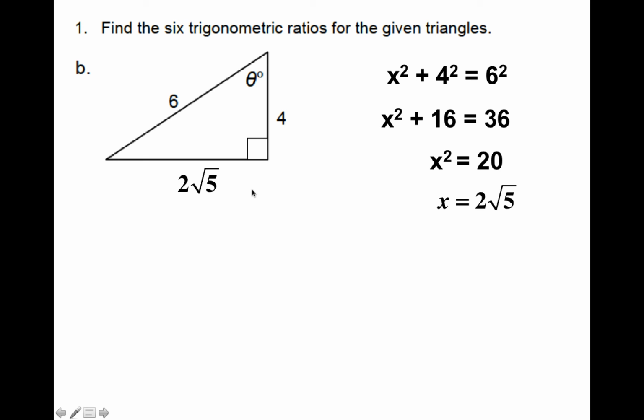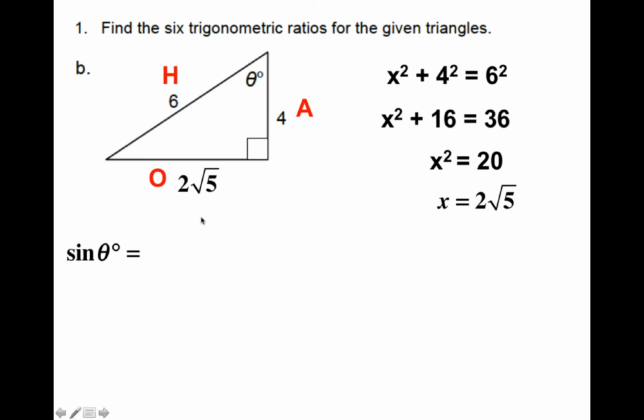Now we can label the triangle. Notice the hypotenuse opposite the 90 is 6. Notice theta is up here. That means the adjacent side is over here. And then opposite theta is 2 root 5.